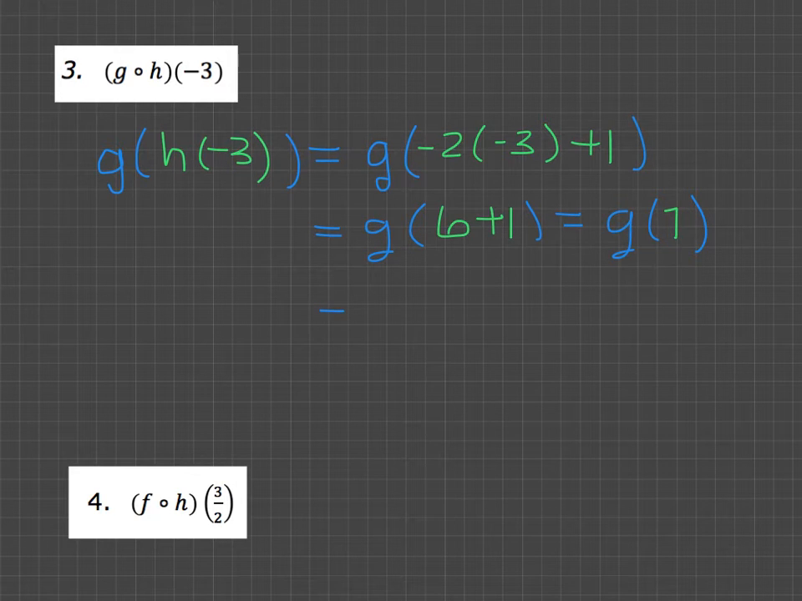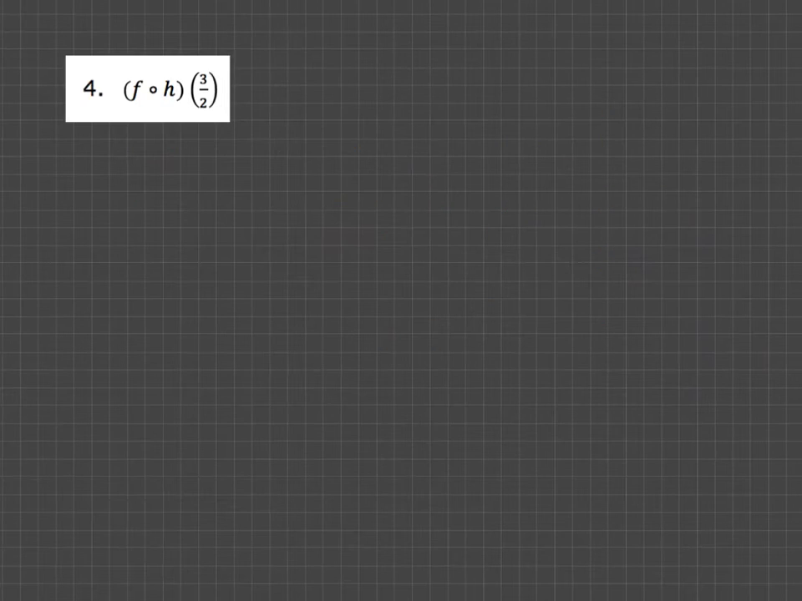And so now we're going to take 7 and plug it into the function g. So we get 2 over 7 plus 1. So that's 2 over 8, which if we reduce that, we get 1/4. Okay, so let's look at this one. We are going to evaluate f of h of 3/2. So we're going to plug 3/2 into h, and then that goes into f.